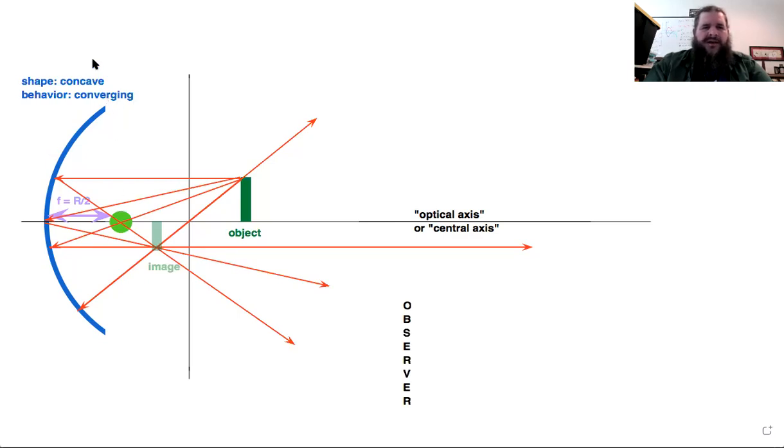And what would we call that type of image? If the rays of light really did pass through that point, how do we describe that? Yeah, this is a real image. Image means it's the location that the final rays of light seem to be coming from. Real image means that, yes, the rays actually did pass through that point. Any questions on that so far?